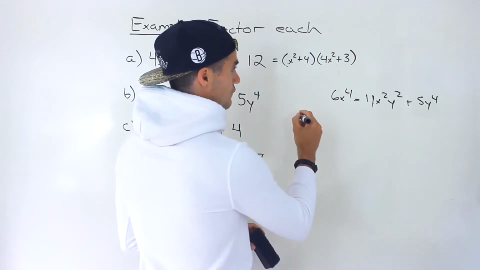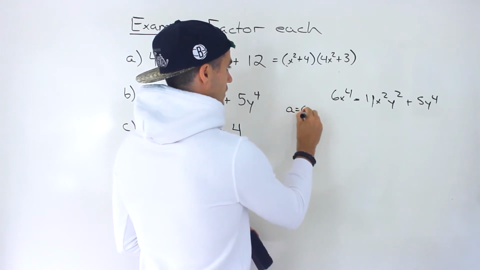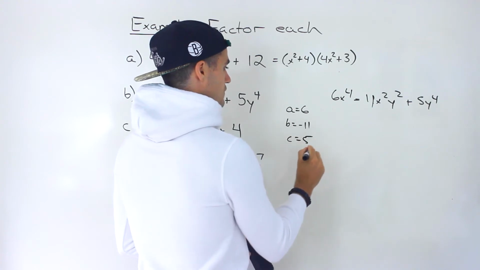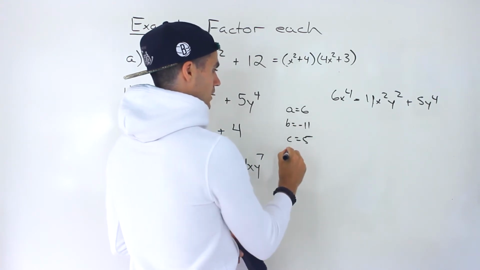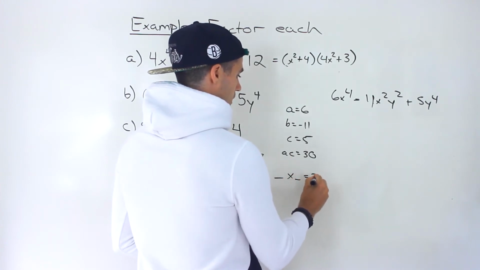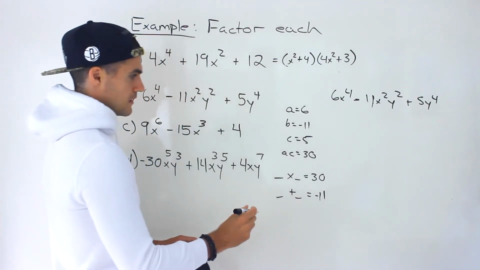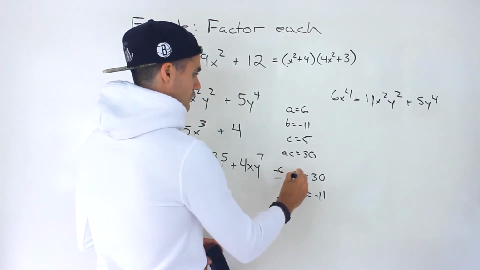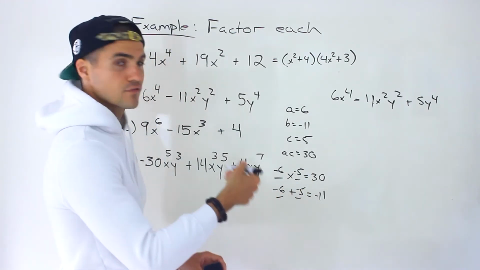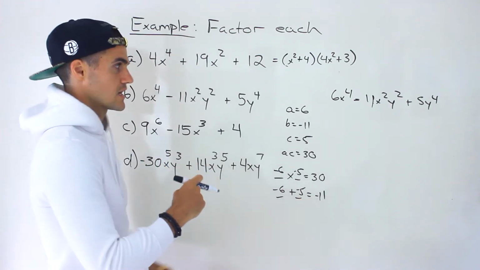So what if we try decomposition? So we'll have an a value of 6, a b value of negative 11, a c value of 5, and then we multiply the ac. That would give us 30. Are there two numbers that multiply to positive 30, add up to negative 11? And notice there are negative 6, negative 5. Right? Negative 6 times negative 5 is 30. Negative 6 plus negative 5 is like negative 6 minus 5, which gives us negative 11.